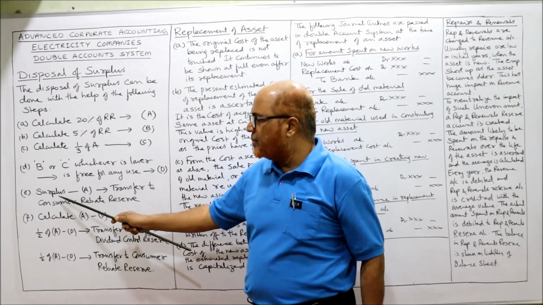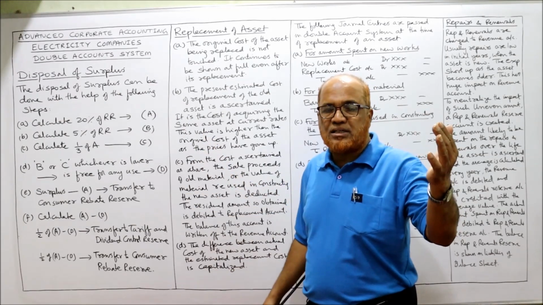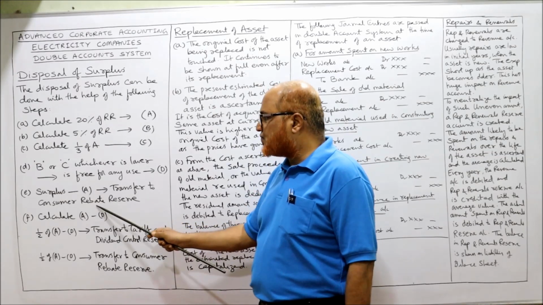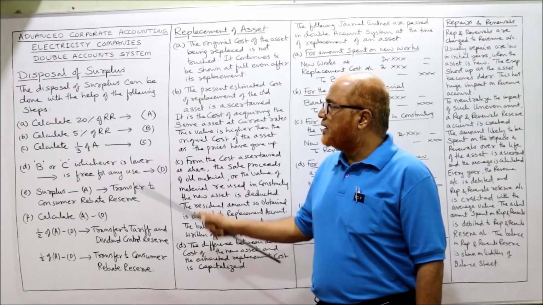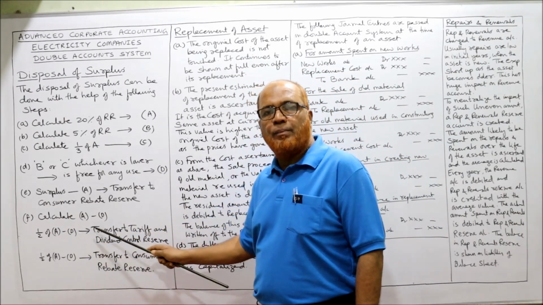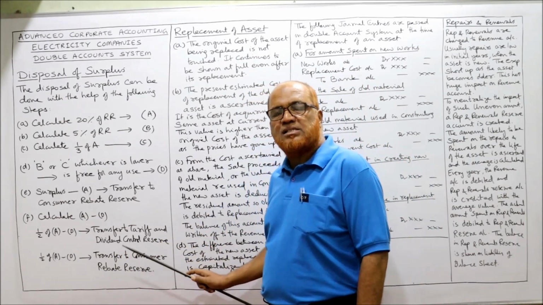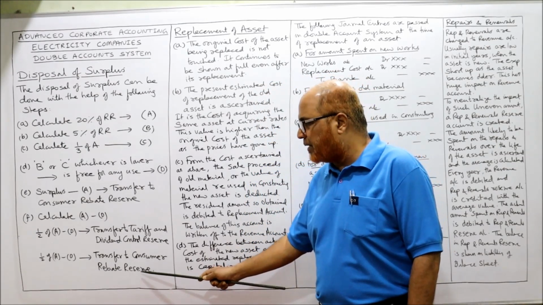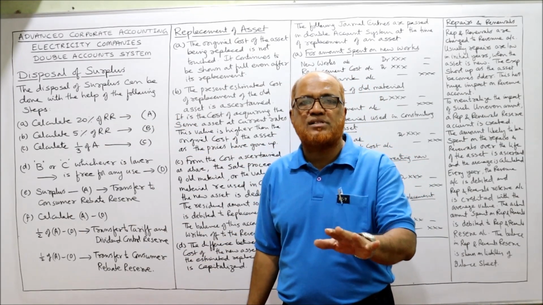Now surplus minus A, transfer to consumer rebate reserve. Surplus we already got. From surplus deduct A, and transfer the result to consumer rebate reserve. Now calculate A minus D. Half of A minus D will be transferred to tariff and dividend control reserve, and the other half of A minus D will be transferred to consumer rebate reserve. That's it. So this is the procedure of disposal of surplus.